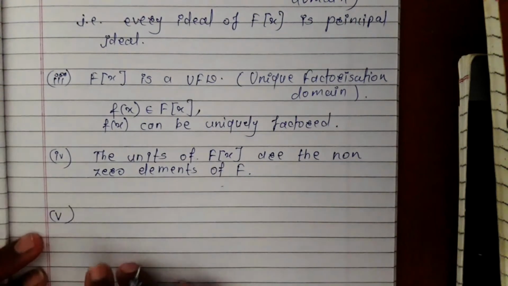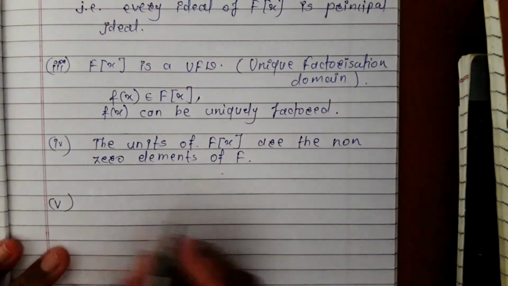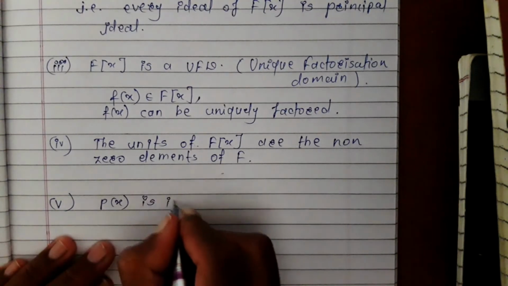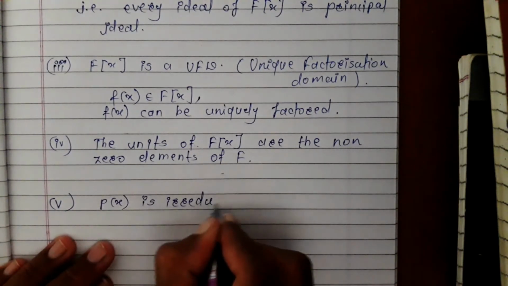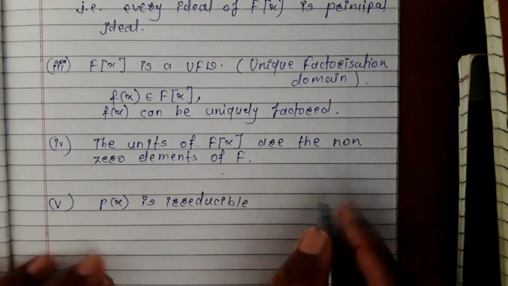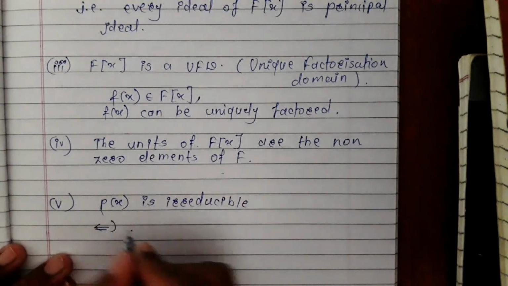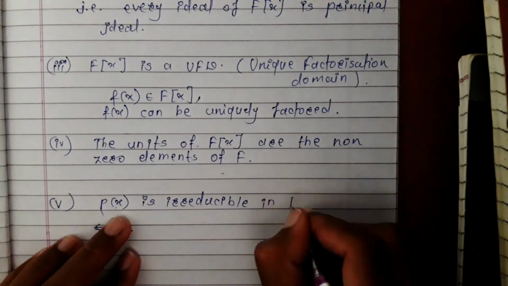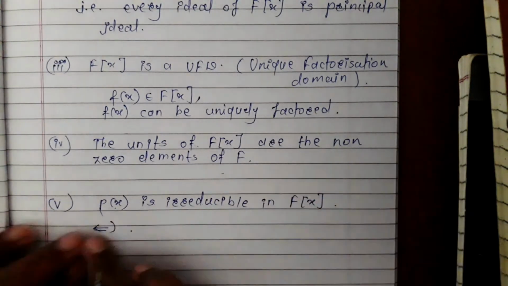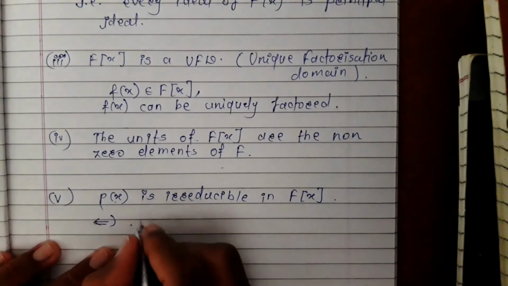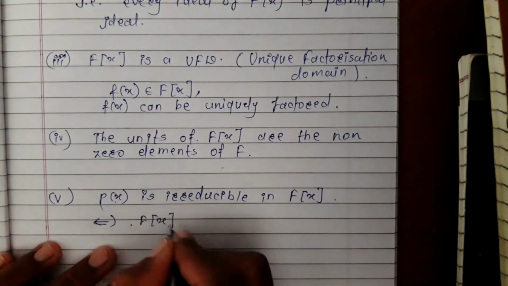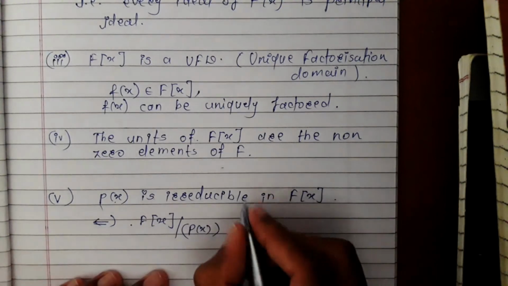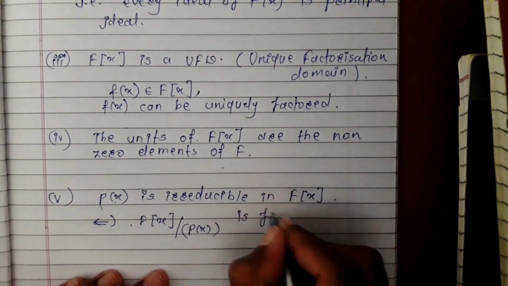Now the fifth property is that a polynomial p(x) is irreducible in the polynomial ring F[x] if and only if the quotient ring F[x] by the ideal generated by p(x) is a field.